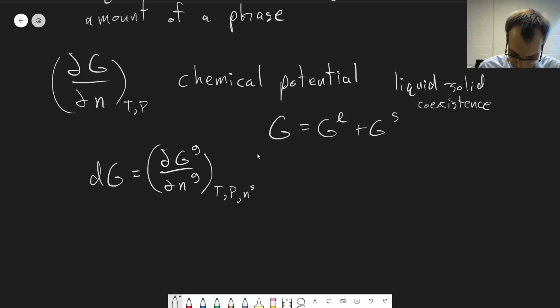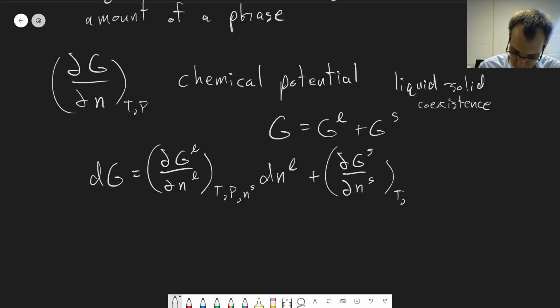Oh, I switched phases here. These should be liquids. My notes I was using gas. Okay, times dNL. And we'll also have a change in G of the solid, which will depend on if we change the number of moles of the solid, keeping temperature and pressure and number of moles of liquid constant.